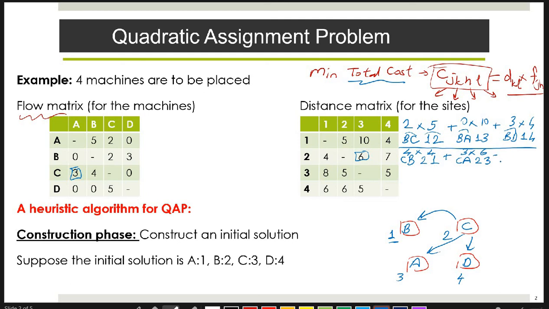Okay, plus C to D, where C is in 2 and D is in 4. The flow from C to D is 0, multiplied by the distance from 2 to 4, which is 7. And this cost is the cost associated with C.